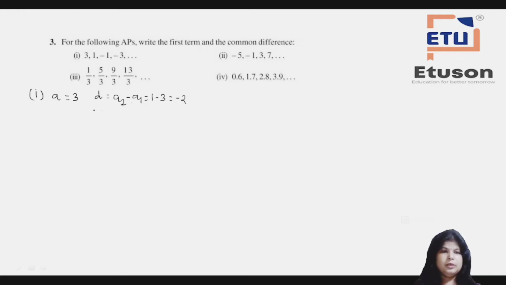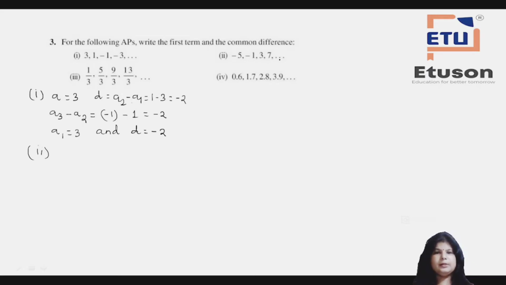So here, just for cross-checking, we have to find A3 minus A2, which is nothing but minus 1 minus 1. Again it is minus 2. So here your first term A1 is equal to 3 and your D is equal to minus 2. Correct? Now bit 2. So you have minus 5, minus 1, 3 and 7.